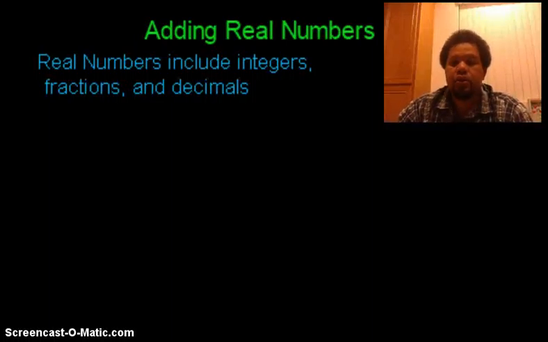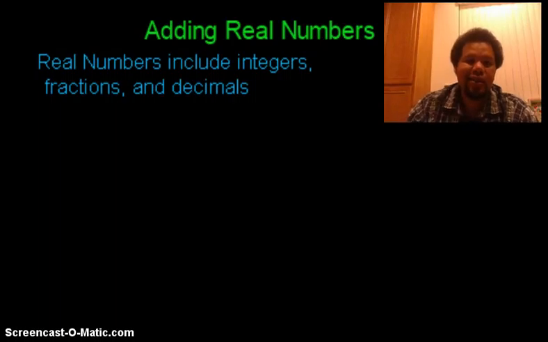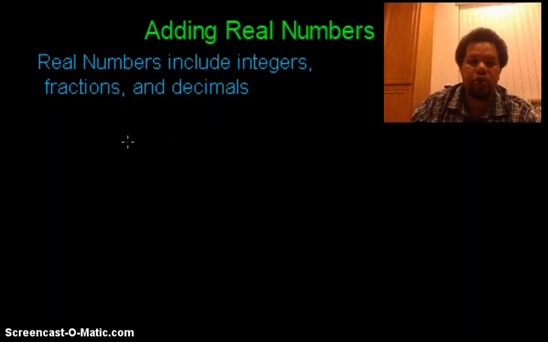Okay, adding real numbers. Real numbers include integers, which are whole numbers and their opposites, fractions, and decimals. And fractions, of course, have the mixed numbers in it. The first thing I want to show you is a tool that I use to help students remember when to add or when to subtract. Since we are dealing with integers, or positives and negatives, many students get confused about when to add and when to subtract. The strategy I use is the scoreboard.